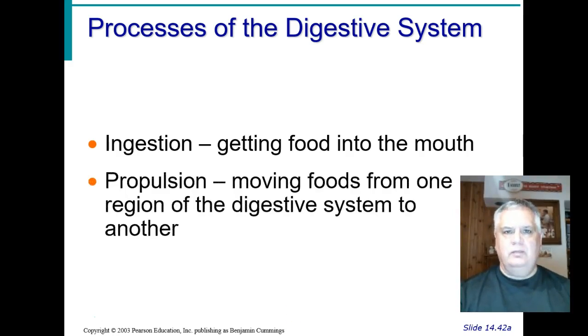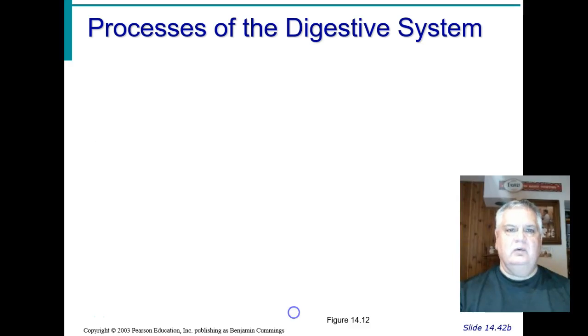Once we eat, we chew up the food, and whenever we're ready, we lift up our tongue and we swallow the food. The food then has to be moved through the digestive system, more specifically the alimentary canal or the GI tract, from one place to another as it's acted upon. This is called propulsion. Propulsion involves moving foods from one region of the digestive system to another.